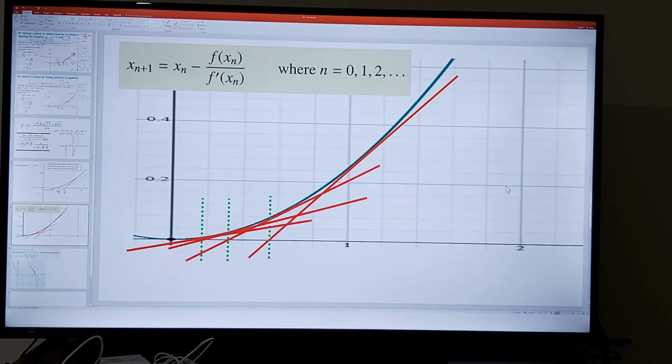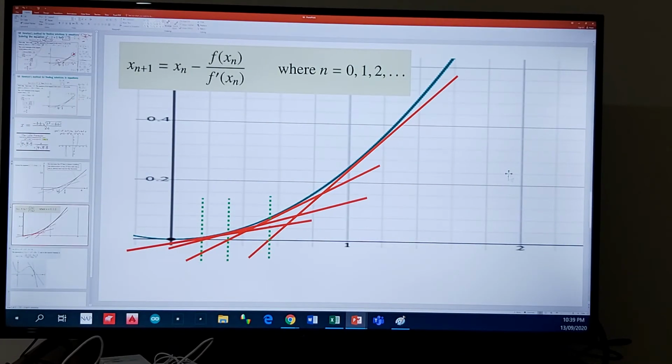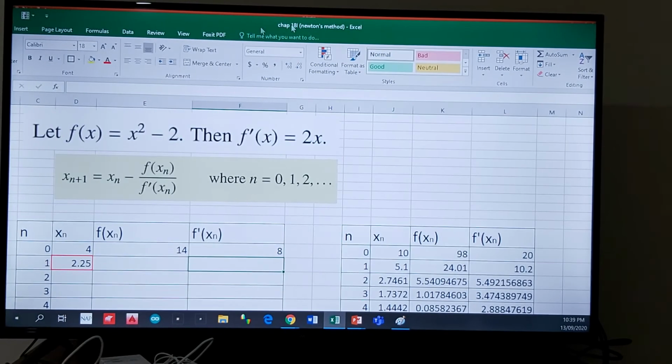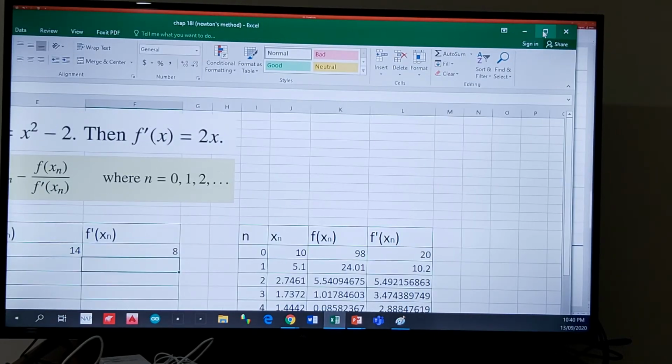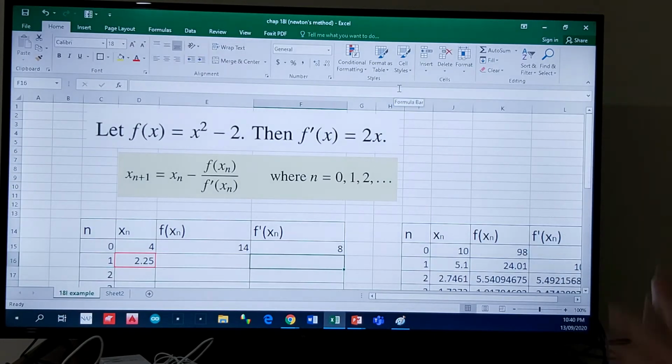Okay, now let's go to the Excel part. I have now explained the theory of the Newton method. Now let's come to the practical method. How do you solve Newton's method with your CAS calculator or Excel? Because it has to be done with machines. You can't do it manually. It would be too tedious.